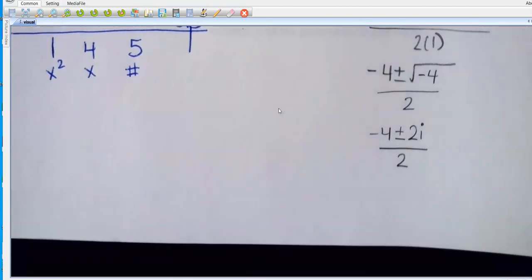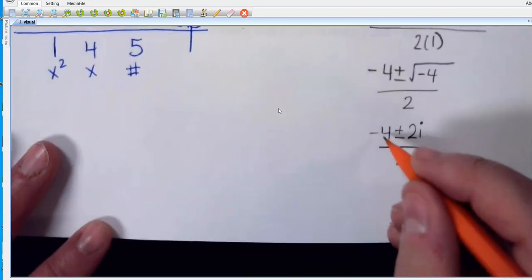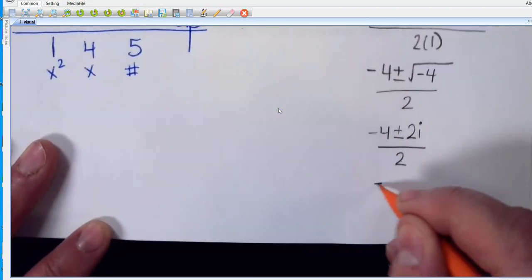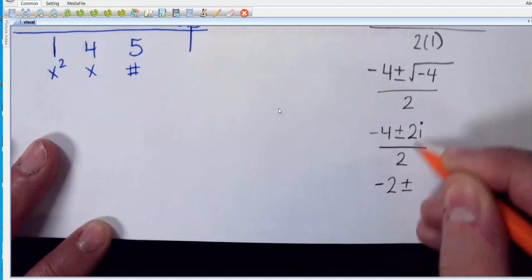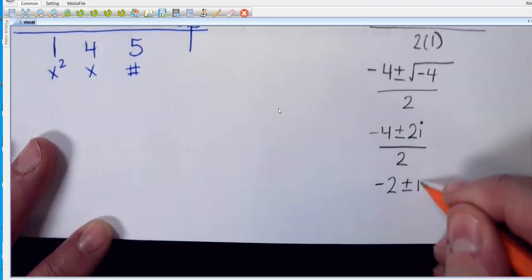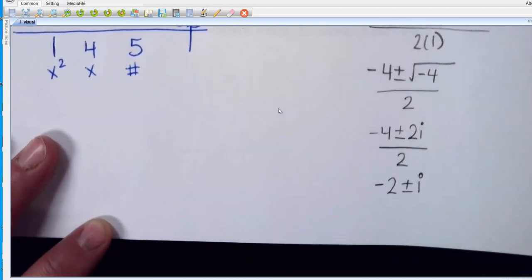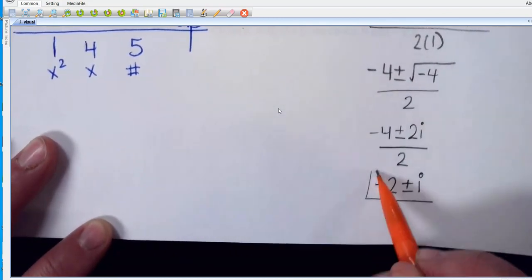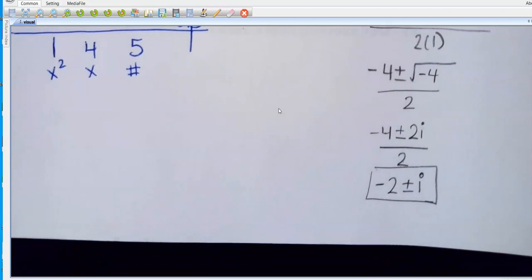Now, I can actually divide both of those terms by 2. So -4 divided by 2 is -2. And then 2i divided by 2 would just become 1i. Or you're just not going to see a 1 written in front of it. It would just be a plain i by itself. These are your other two answers, because that plus or minus symbol actually gives you two things. -2 plus i, -2 minus i. The other answer was the 5 that we saw in the graph.